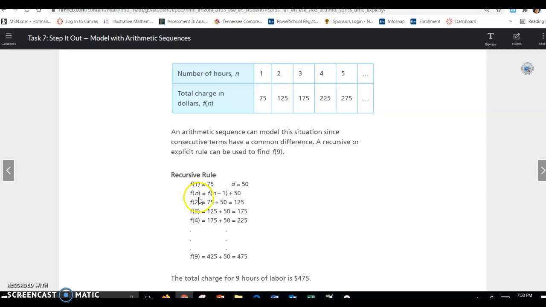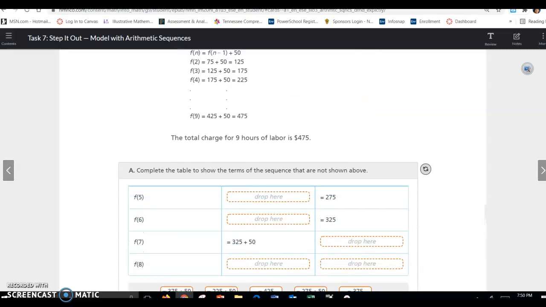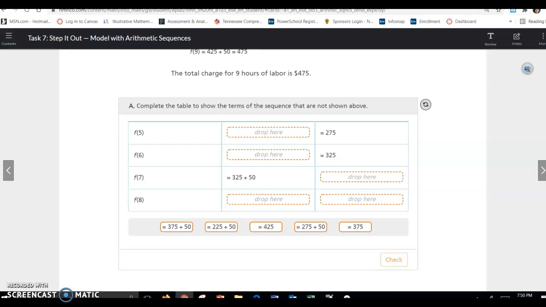So we're going to say F of N equals F of N minus 1 plus 50. So you can take the 75 plus 50 to get the 125, and then add 50, add 50, add 50 to get to the next term. If you do that, you can go all the way up to F of 9. And after 9 hours, they will charge $475. So the total charge for 9 hours of labor is $475.